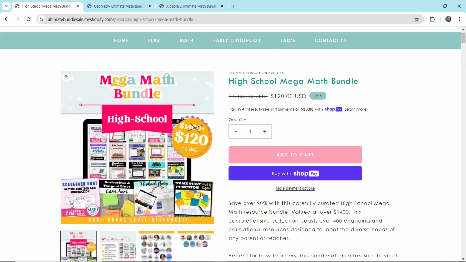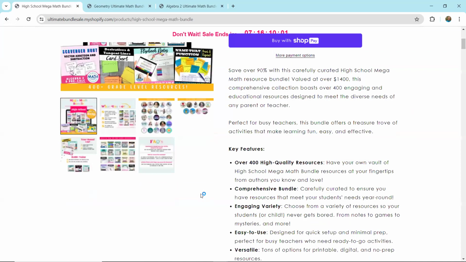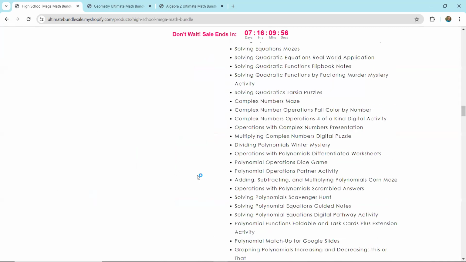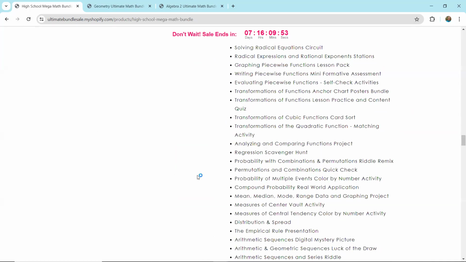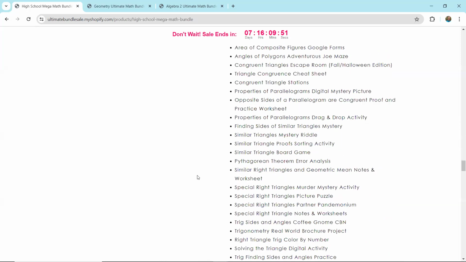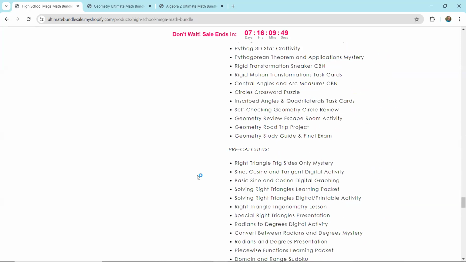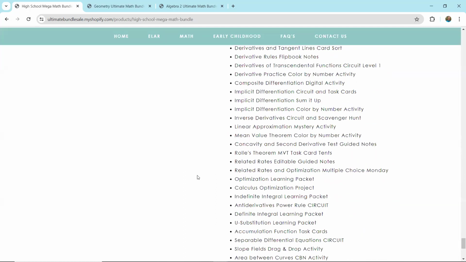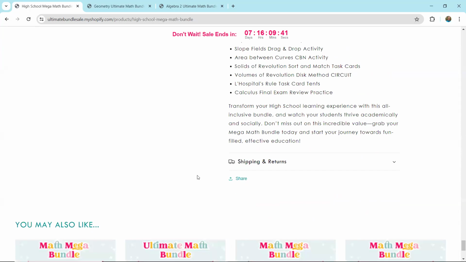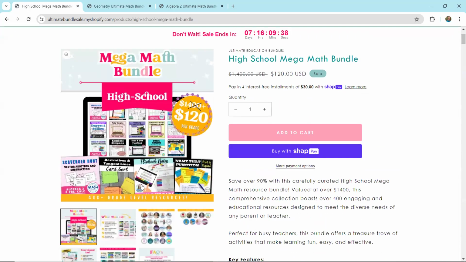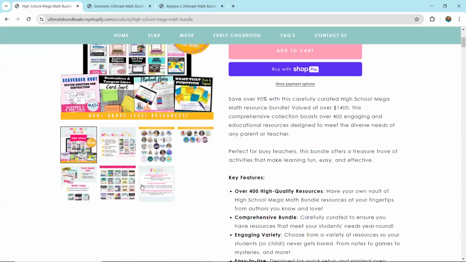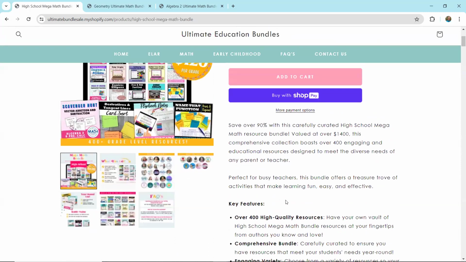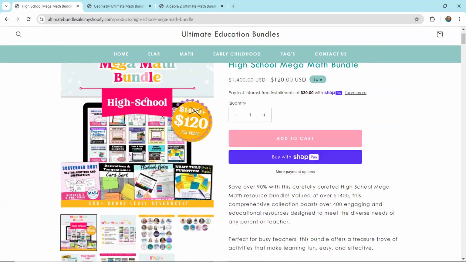I mean, for $120, you get Algebra 1, Algebra 2, scrolling fast, fast, fast. You can pause if you need to see them. Geometry, still going. Pre-calc, calc. Isn't that wild? It's all there. That's probably the best deal. Oh my goodness. Yeah, that's pretty incredible. That's over 400 different things. So, yeah, I think it's great.